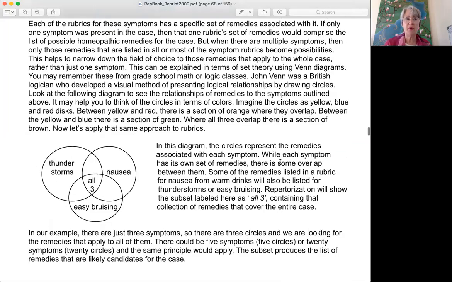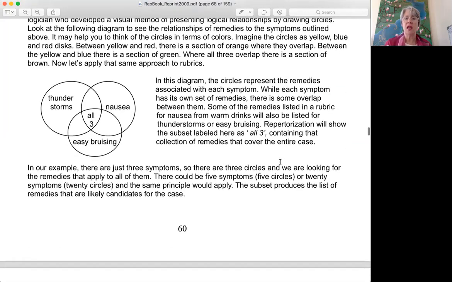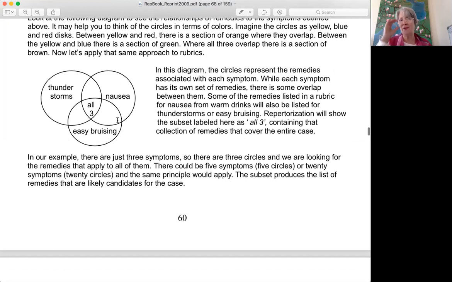So let's talk about the process of repertorization. Do you guys remember Venn diagrams from when you were in school? I always loved these, where they're used for logic sets. What's a bigger set? What's a smaller set? What's the overlap and intersection? So what we're trying to do here is find where do we have thunderstorms and nausea from warm drinks and easy bruising all together. Those remedies that are contained in all three of these, that's what we want.